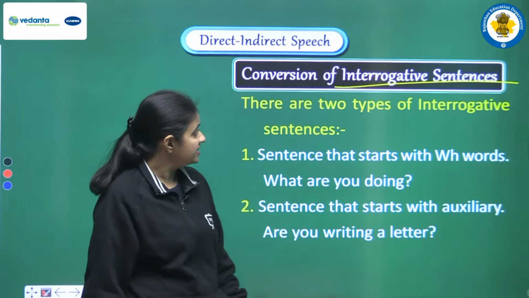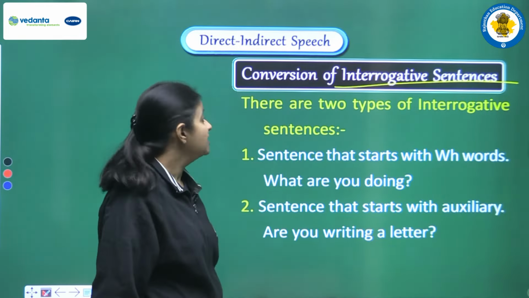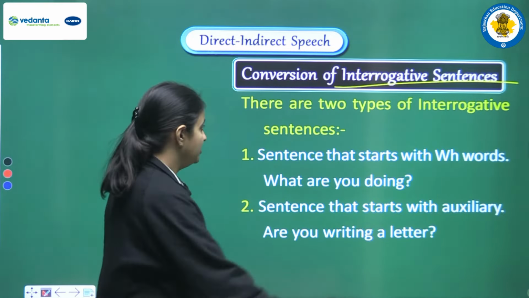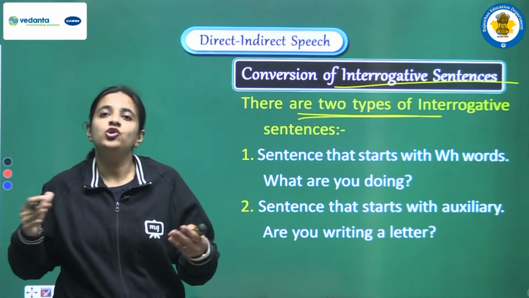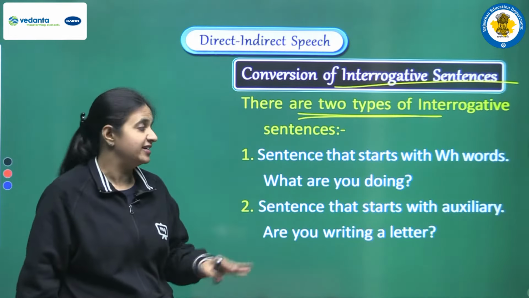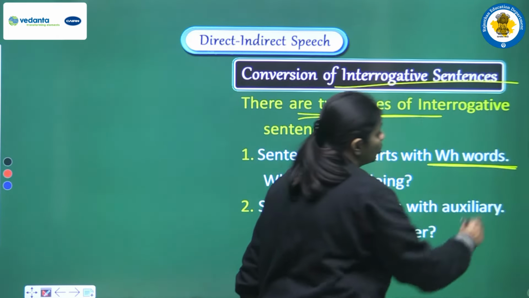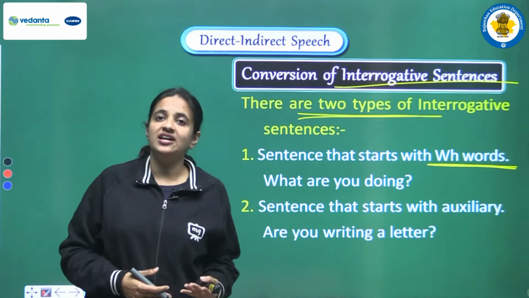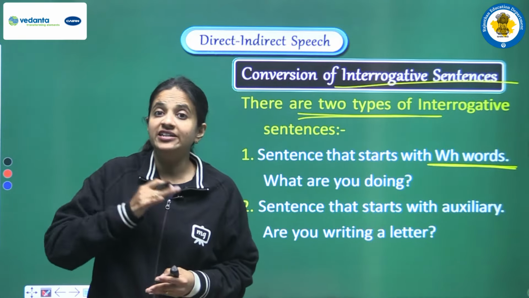First of all, let's try to understand what an interrogative sentence actually means. There are two types of interrogative sentences. In two ways we can have an interrogative sentence, and what are these two ways? Let's see the first one: a sentence that starts with any WH word. This is the first structure that we can have in an interrogative sentence, that in that sentence there will be one WH word.